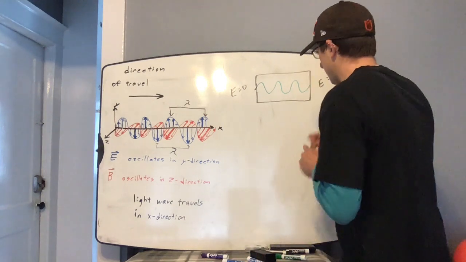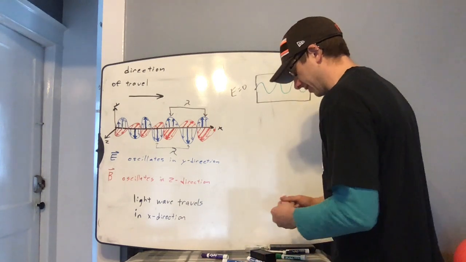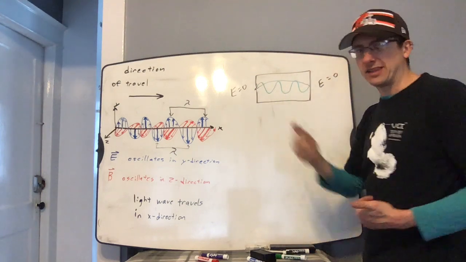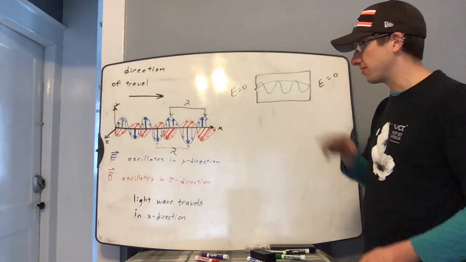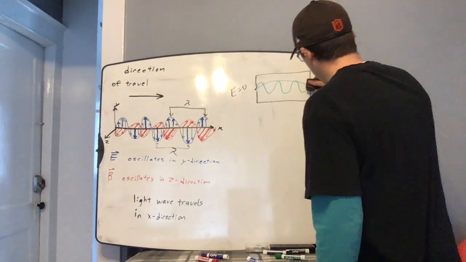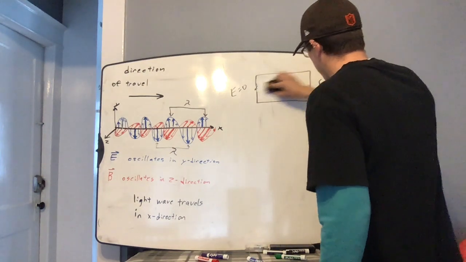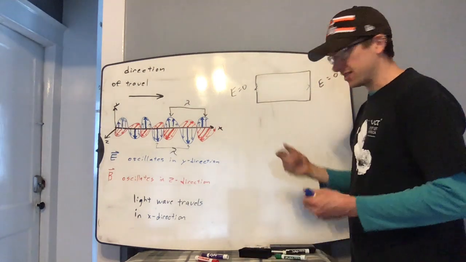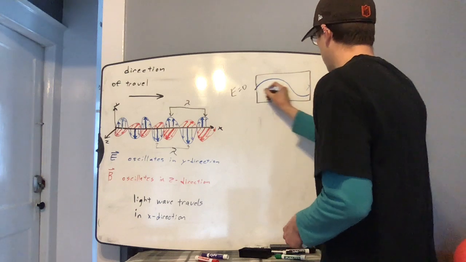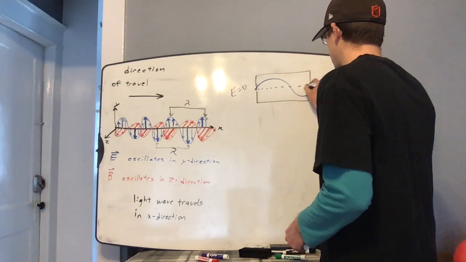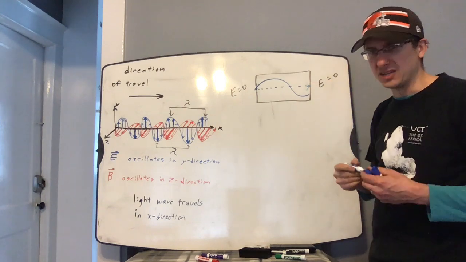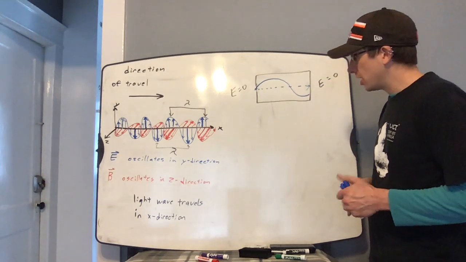Another possibility is I could have half of a wavelength inside this region. I'm still satisfying the requirement that E is zero on the boundaries. What I'm not allowed to have is something like this, where I have zero on one boundary and then non-zero on the other. I have to have the electric field be zero on the boundaries.